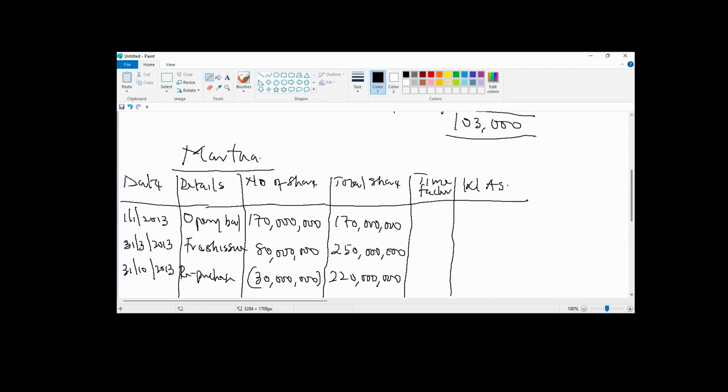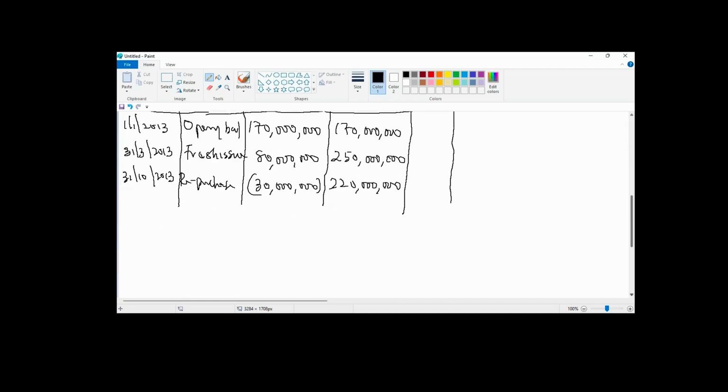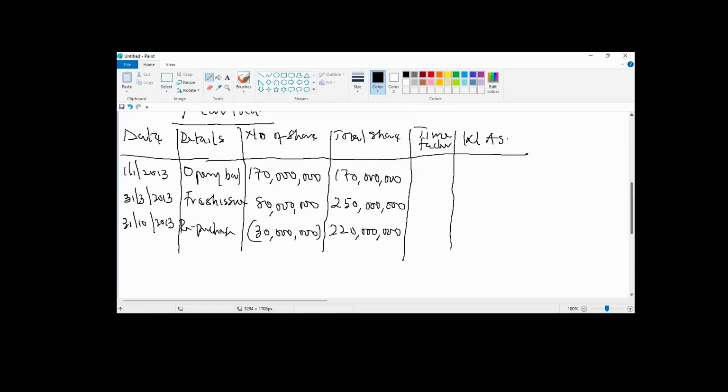Now, how do I get the time factor? Very simple. From 1st of January to 31st of March, that is 3 over 12, which goes to the first one, 3 months. From 31st of March to 31st October: April, May, June, July, August, September and October, 7 months, so 7/12. Then from 31st October to the year end: November, December, 2 months.